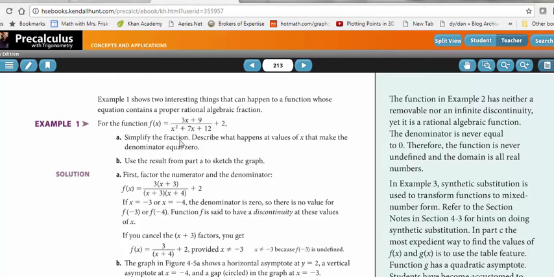We're going to simplify the fraction and describe what happens at the values of x that make the denominator equal to 0. And then use the result from part A to sketch a graph. Okay, so those are the 2 steps we're going to do, and hopefully you've got that pulled out now.